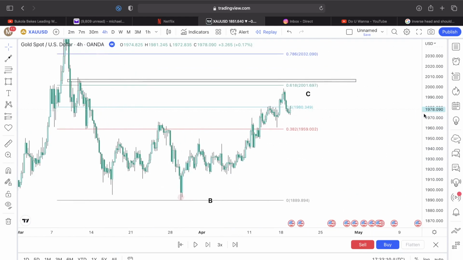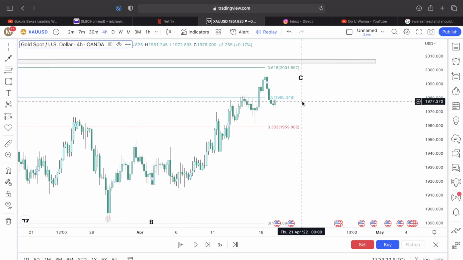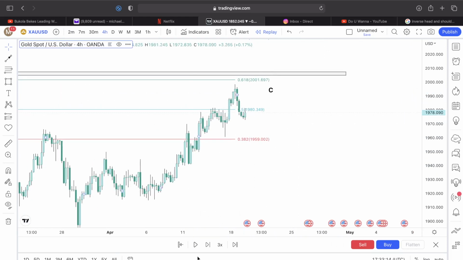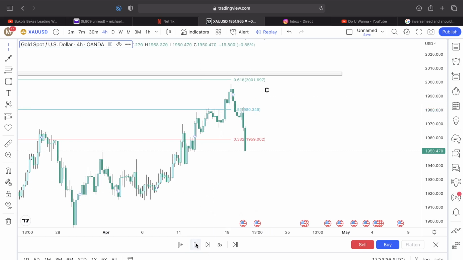Now the good thing is, now that we have an idea that it might drop, what we're going to do is definitely drop this thing from here, and we see a little bit of a reversal here. So we can see it's going to go upwards a little bit. So we wait.